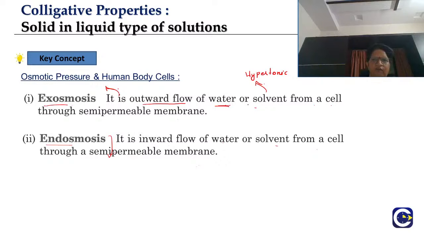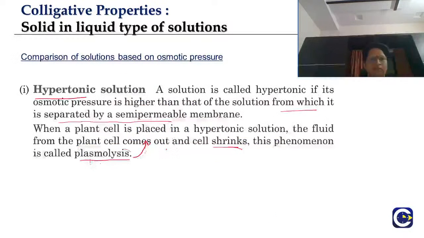Exosmosis and endosmosis are almost the same. Outward flow of water or solvent from a cell through a semi-permeable membrane, we call exosmosis. Inward flow of water or solvent into a cell through a semi-permeable membrane, we call endosmosis. A hypertonic solution is one with a concentration higher than that of the solution from which it is separated.